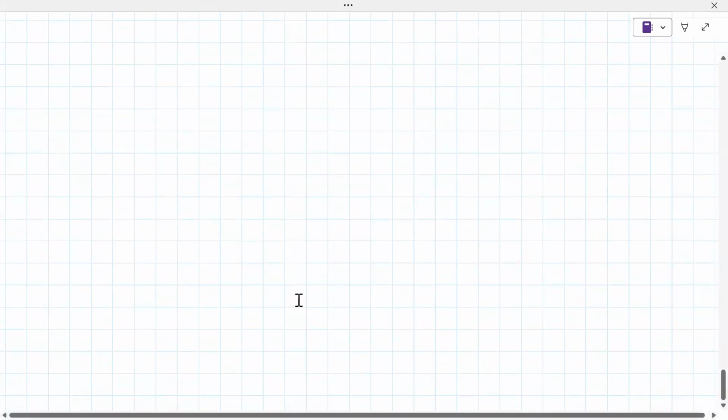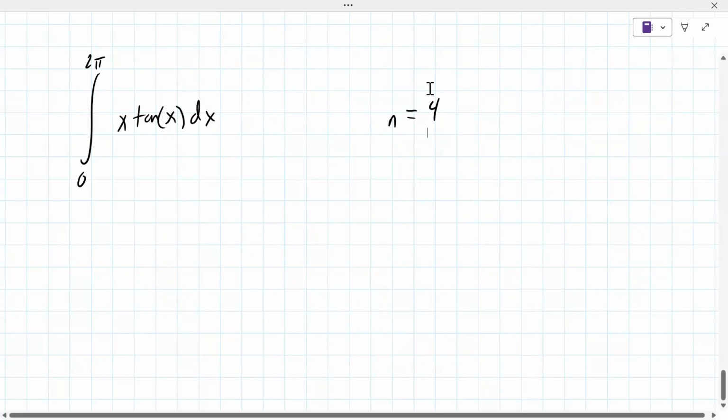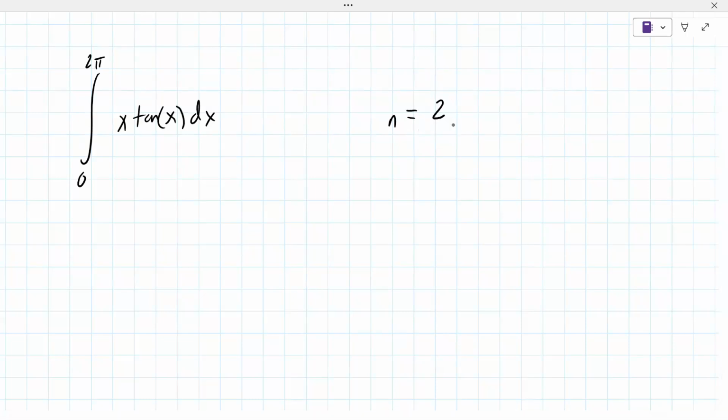Okay, let's do another one here. Let's do the integral from 0 to 2 pi of x tangent x dx. And this time I want n equals 4 rectangles. Actually, no, that's too much. I'm sorry, that's too much. Let's just do 2 again. So 2 pi minus 0 over 2.